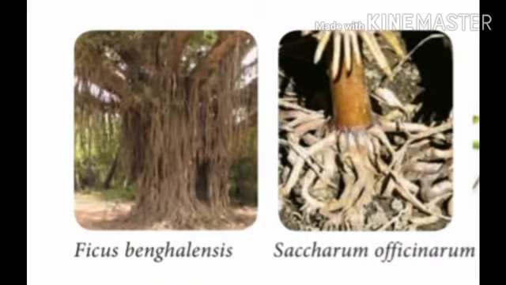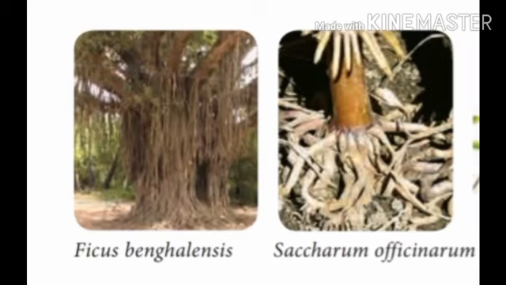You find two trees given there. One is prop root for Ficus. The roots are found hanging down from the branches and giving mechanical support to the plant, which we call a prop root. The second one is Saccharum officinarum, that is sugarcane. These are thick roots growing obliquely from the basal node. Near the basal node, roots are formed which grow and give mechanical support. Example is Saccharum officinarum.